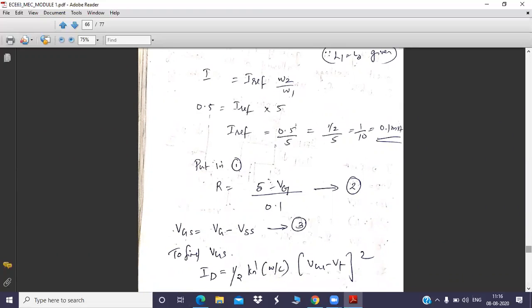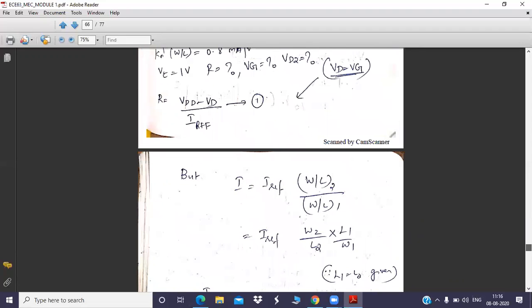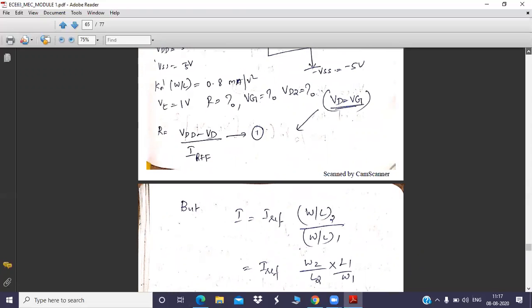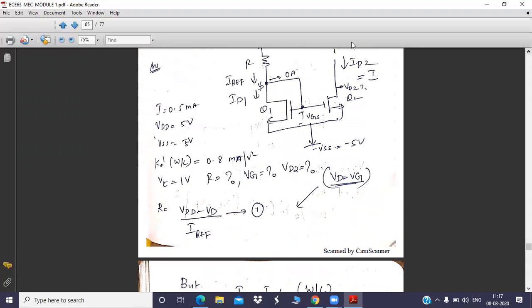Understood? So how are we going to find R? Just refresh the equation. Number 1: R is equal to (VDD minus VD) by I ref. And by observing the circuit, you can see that VD is equal to VG. VD and VG are going to be the same. How? Because the drain voltage and gate voltage have been short circuited, so these two voltages are going to be the same.